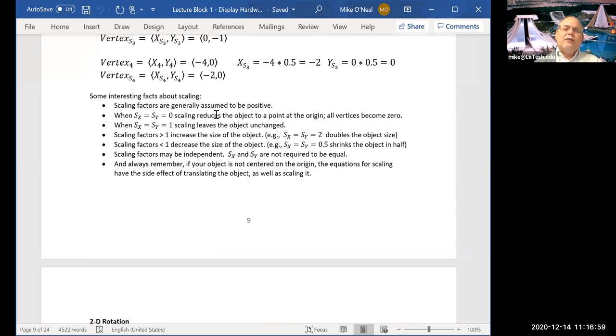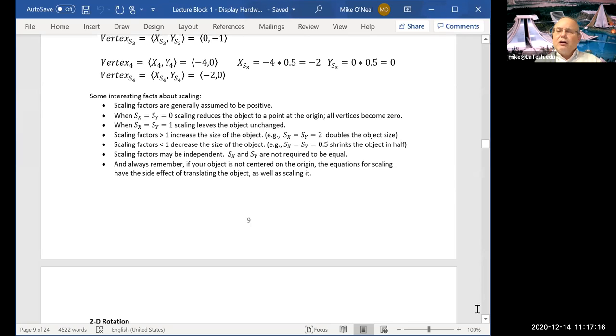If your scaling factor is 1, the object's unchanged. And like I said, if it's 2, it doubles. If it's 0.5, it shrinks in half. Oh, and scale factors, unlike translation factors, are generally assumed to be positive. You don't ever have a negative scale factor.